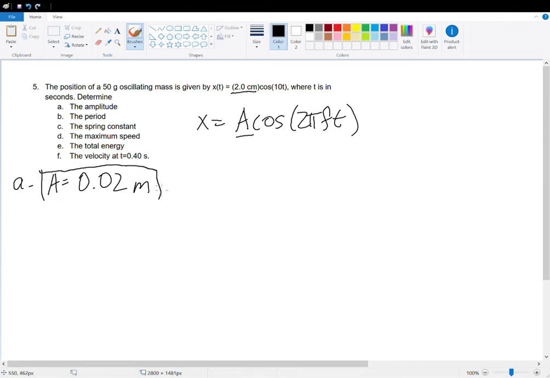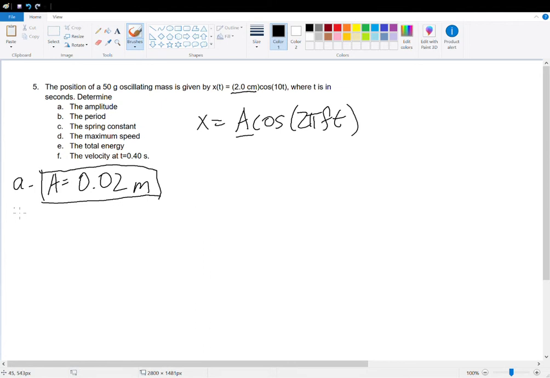And this makes sense, by the way, because we know that the cosine function only oscillates between 1 and minus 1. So if we multiply it by A, then the function x is only going to oscillate between A and minus A, which makes sense based on what we know from simple harmonic motion. It should only oscillate between its amplitude and its minus amplitude.